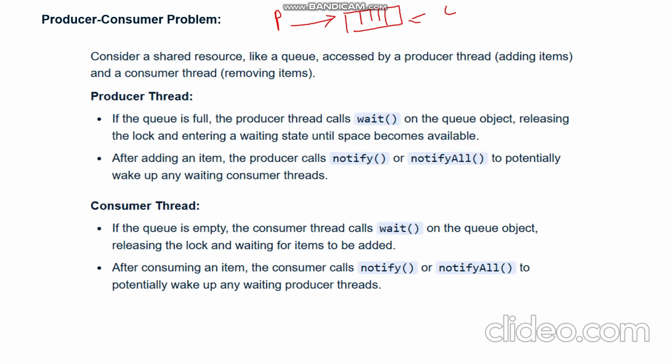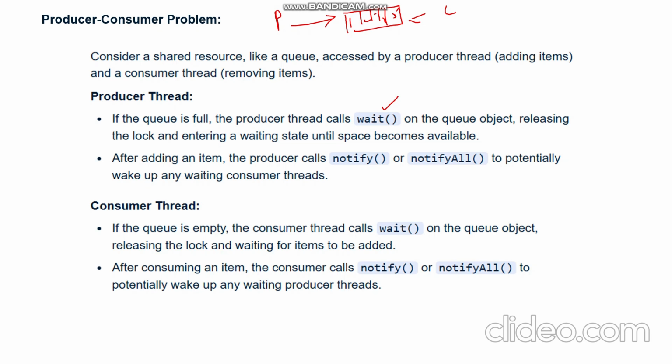Come to the producer thread. If the queue is full, the producer thread calls wait on the queue object, releasing the lock and entering the wait state until space becomes available. Its meaning is like this: whenever the queue is full, assume the queue contains 1, 2, 3, 4 and 5. This queue is full. If the producer thread wants to add one more element, it is not possible because the space is not available. At this point, the producer thread will enter the waiting state. Until the queue releases space, it is not possible to add the data.